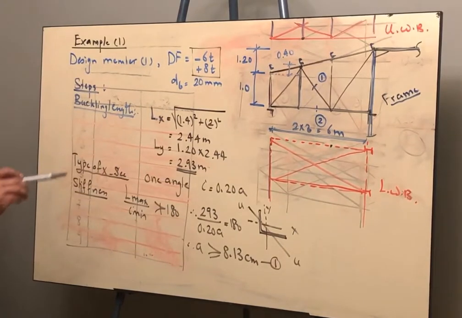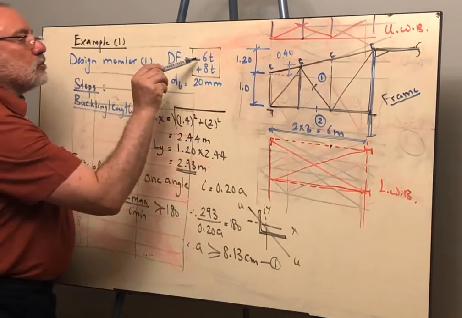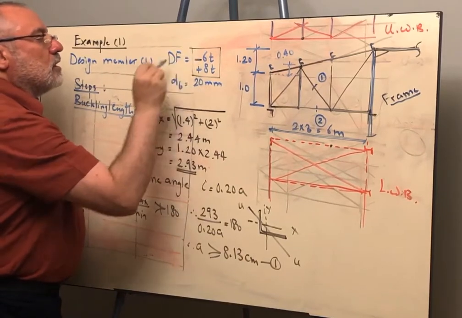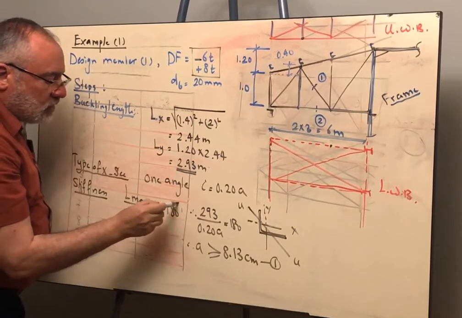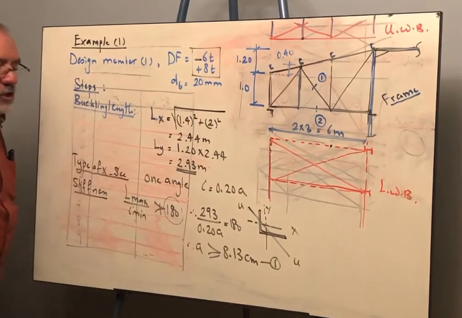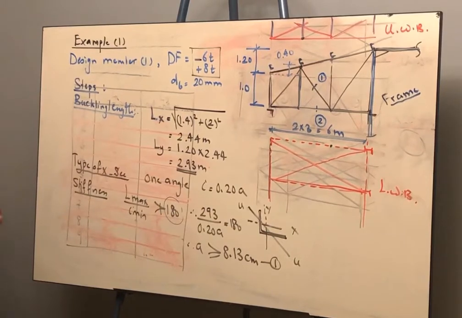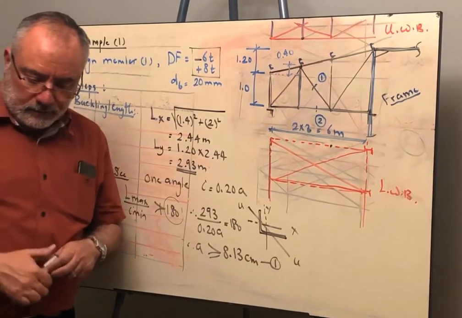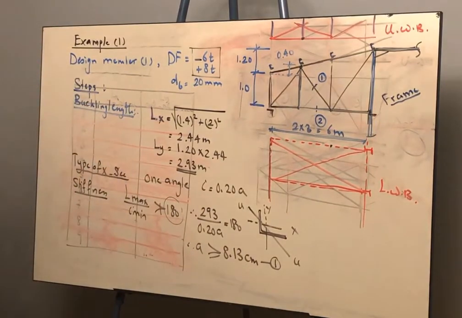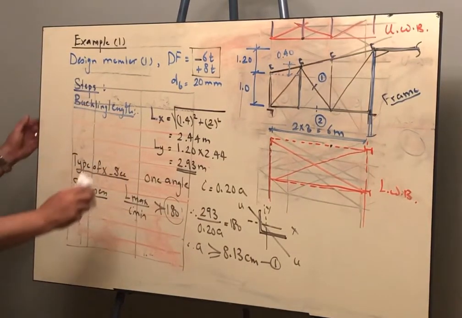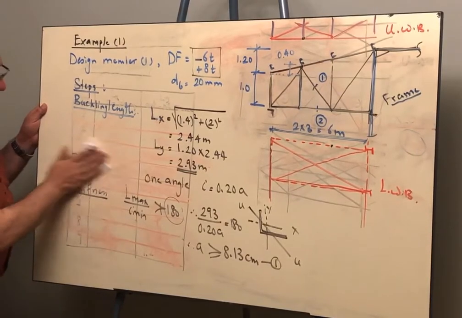Of course, as long as the member is subjected to compression, regardless of the ratio between the tension and the compression, you will have to substitute the limit of the stiffness condition to be 180 because it will supersede or govern the limit of the tension member. This is our first condition, that the angle leg should not be less than 8.13 centimeter.